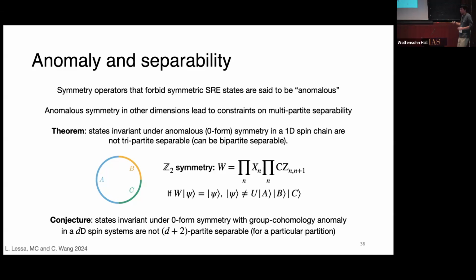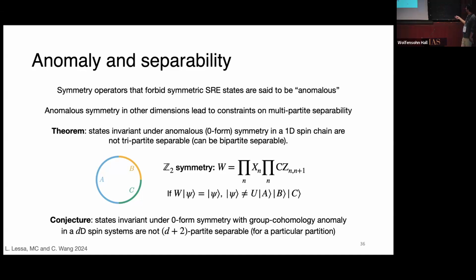So if we go to one dimension, just a simple spin chain with periodic boundary condition to be clear. In that case, it's a zero-form symmetry, just a global symmetry acting on all the spins. And if it's anomalous, then we can show that the state is not tripartite separable, although you can come up with bipartite separable states. So it's weaker than the one-form symmetries that we just saw on the earlier slide, but it enforces a tripartite inseparability.